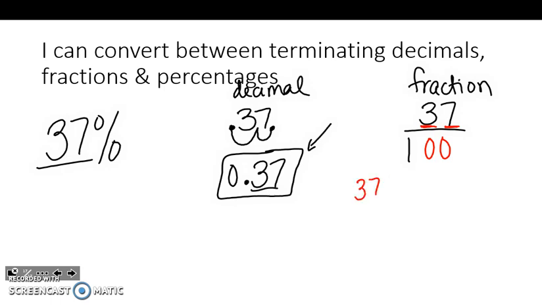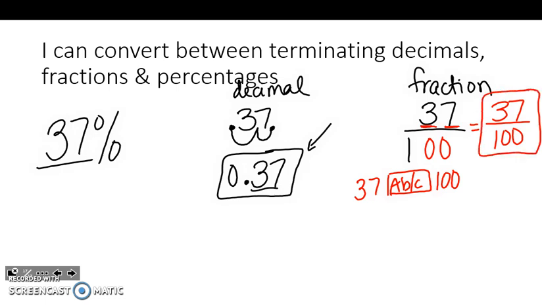So 37, hit that ABC button. Type in 100, and then hit enter. Notice that the answer that they came back with was the same thing. So what they're telling you is 37 over 100 is already simplified. Okay, so 37% as a decimal is 0.37, and as a fraction is 37 over 100.